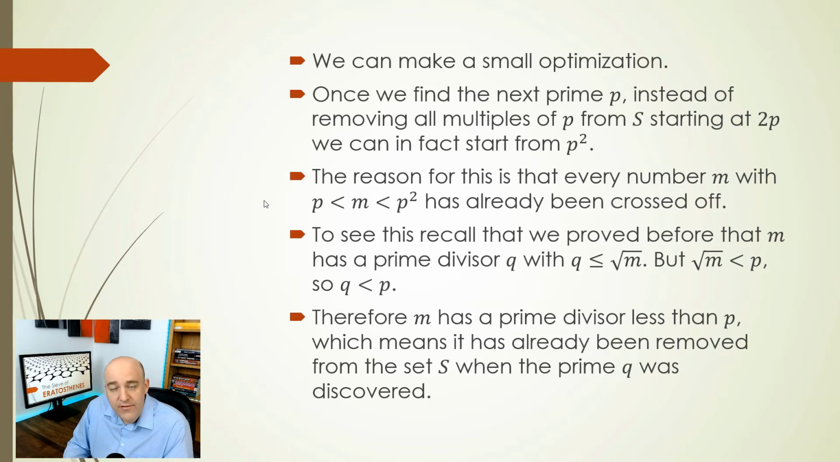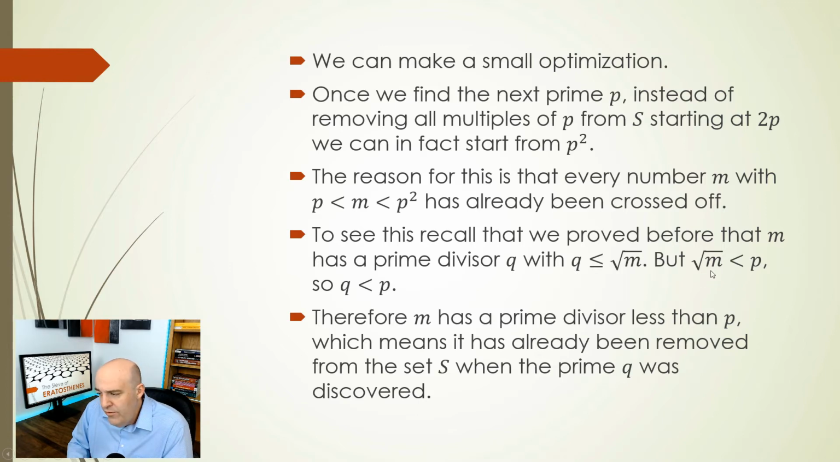The reason for this is, in fact, that proposition we proved before. Suppose that there's some number m between p and p squared that hasn't been removed or crossed off. Well, we know that m is going to have a prime divisor q, where q is less than or equal to root m. That was the proposition.